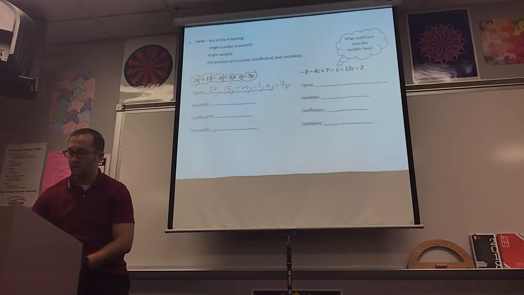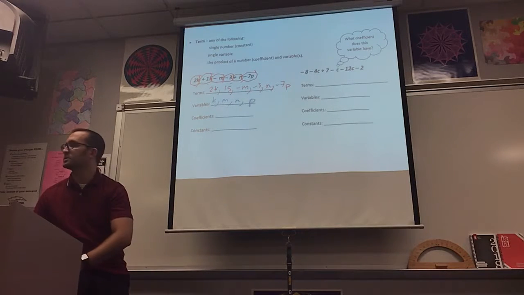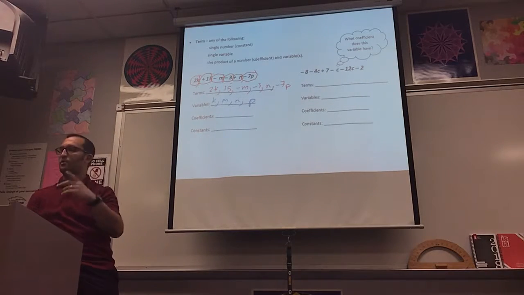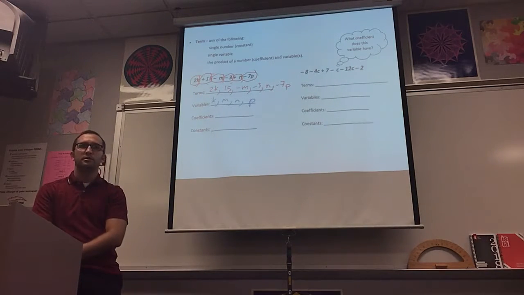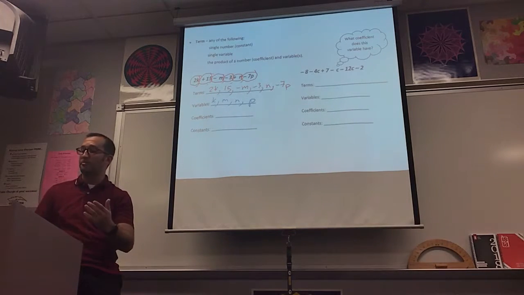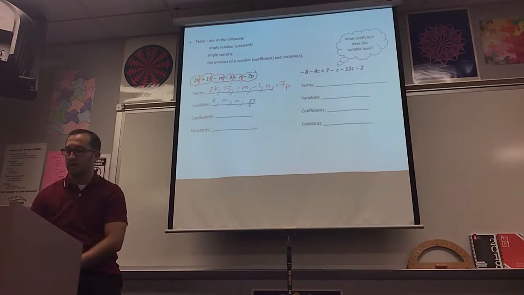What are our variables? Well, in this list, our variables are k, m, n, and p. They're just the letters. What are the coefficients? Once again, what are the coefficients again? The number in front of the variable. Okay, so our coefficients, well, that means we need to look at the number in front of k. What number is in front of k?